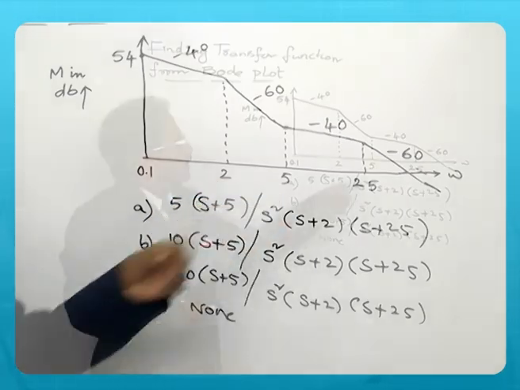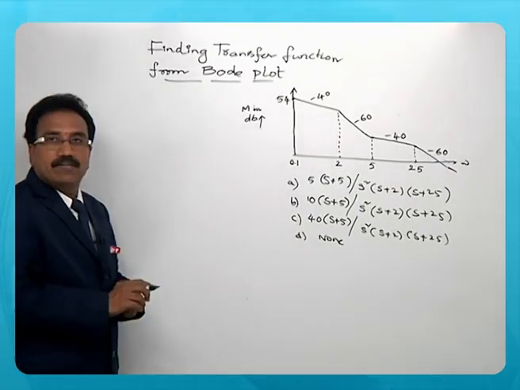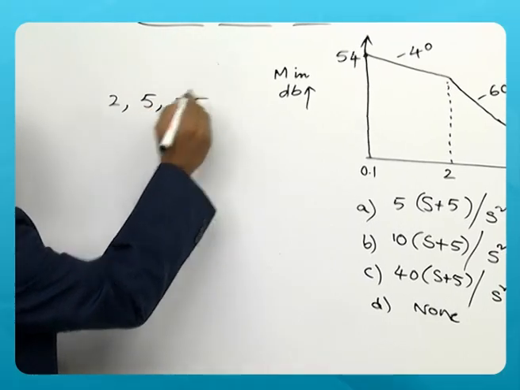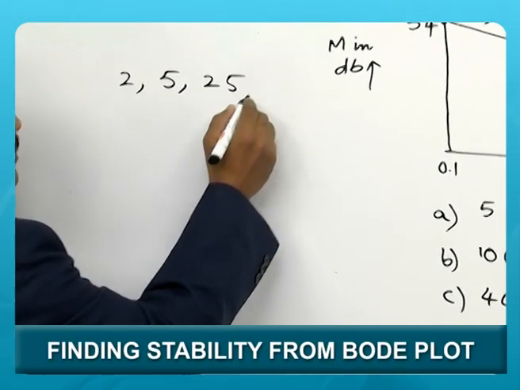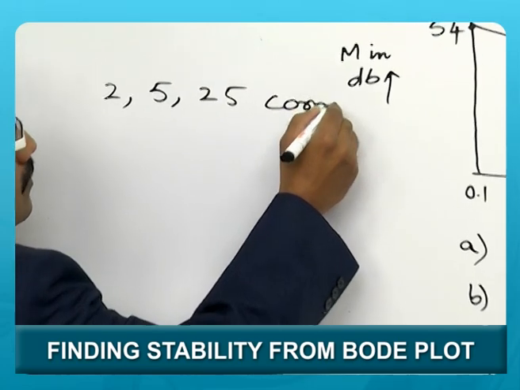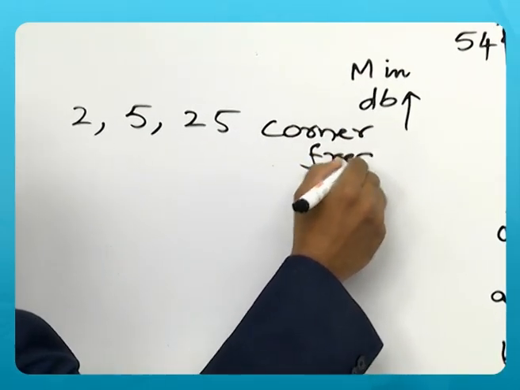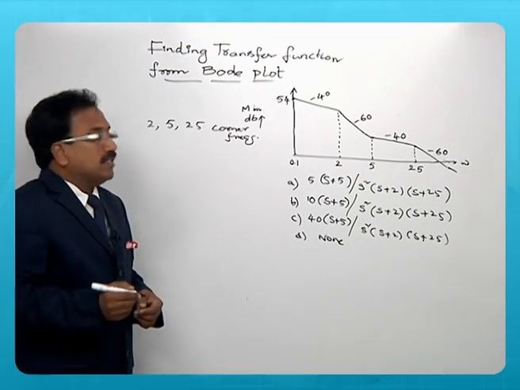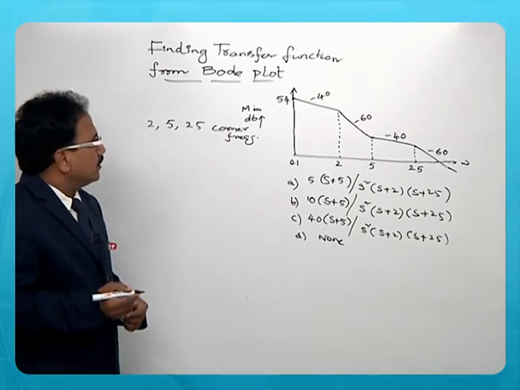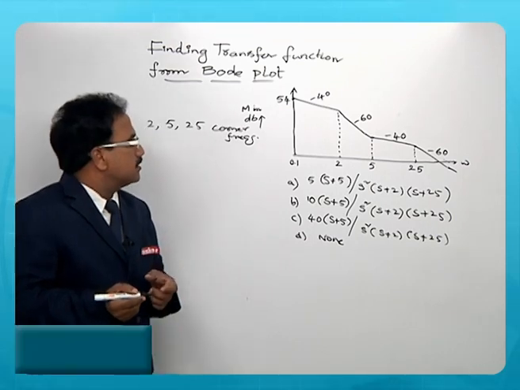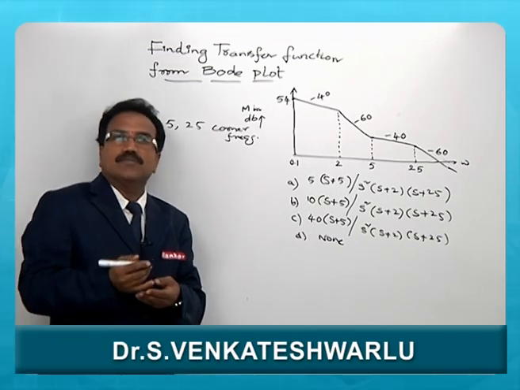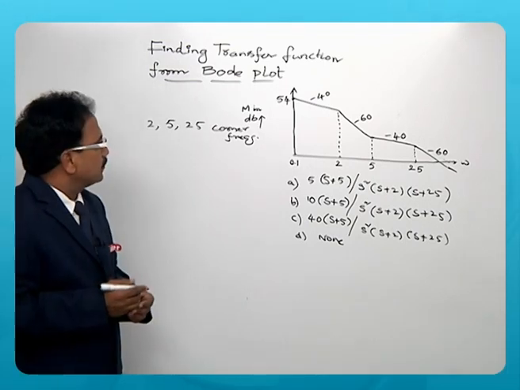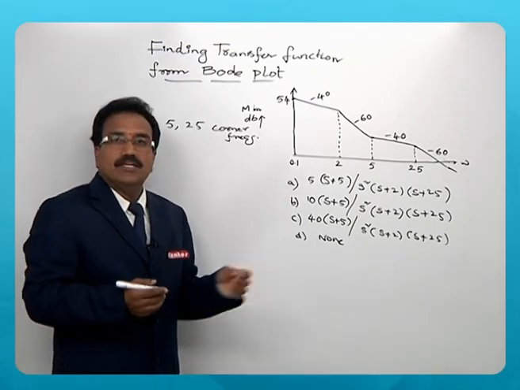These parameters 2, 5 and 25 are known as corner frequencies. This consists of 3 corner frequencies. And to get a transfer function, it consists of some poles, some zeros, some poles at origin and a gain constant. So 4 options are given here.